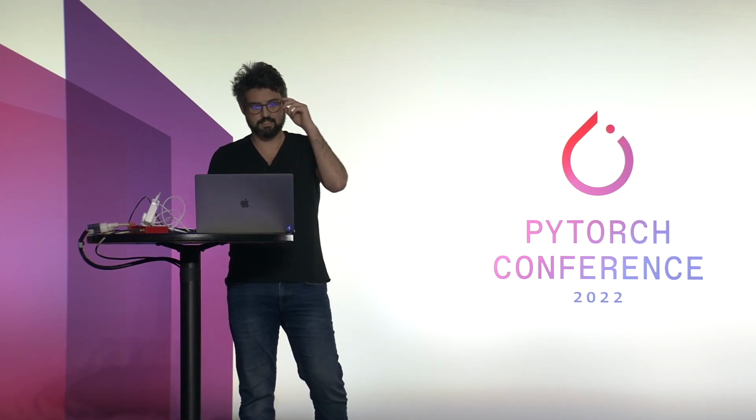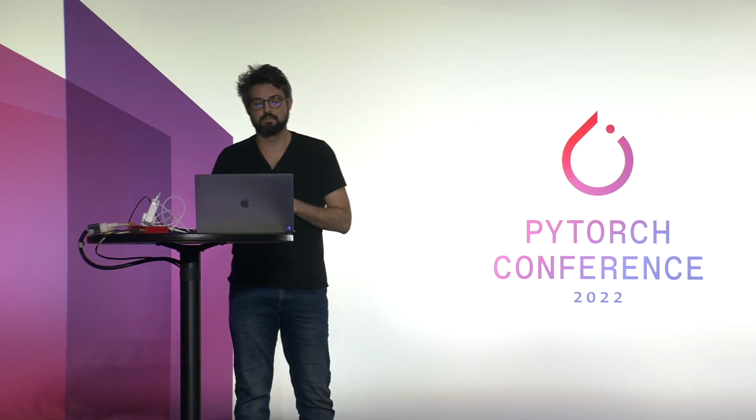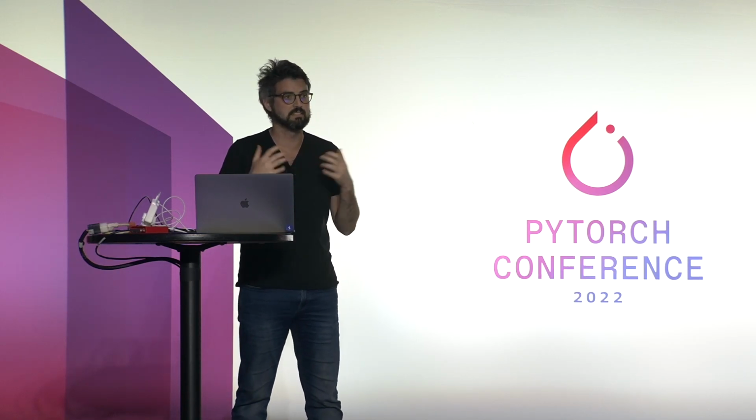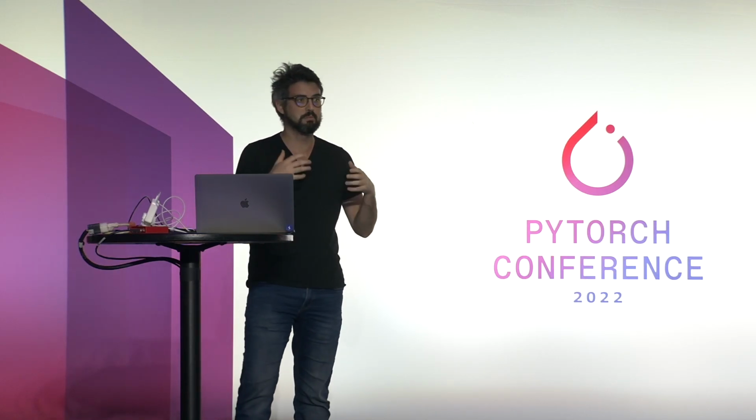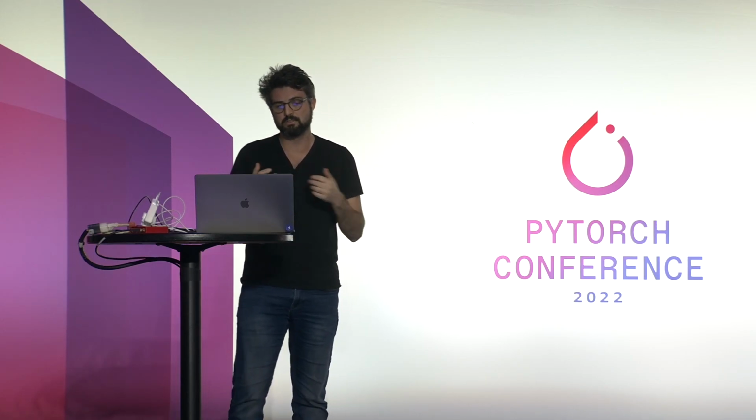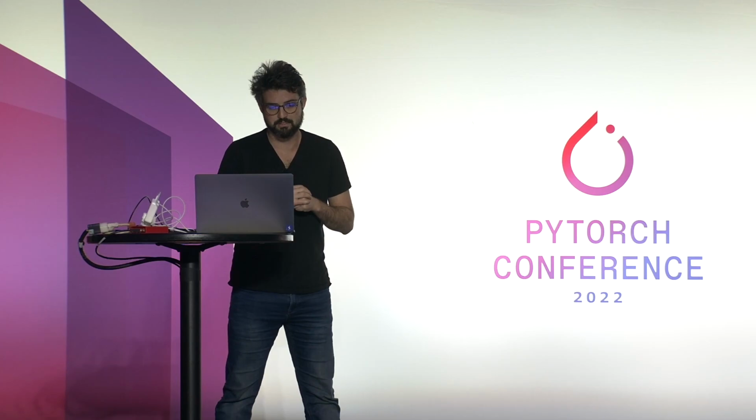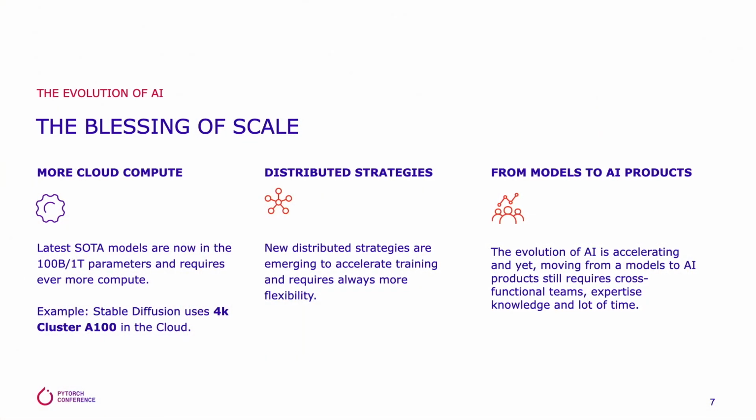So introducing Lightning. First of all, why now? We can see through recent advances in AI that there is a blessing of scale. If you throw more compute at models, you get state-of-the-art results. The latest state-of-the-art models are in the 100 billion to 1 trillion parameters and require even more compute. An example is Stable Diffusion AI, which uses a 4K cluster of A100s in the cloud to train the models. New distributed strategies are also emerging to accelerate training and always require more flexibility.